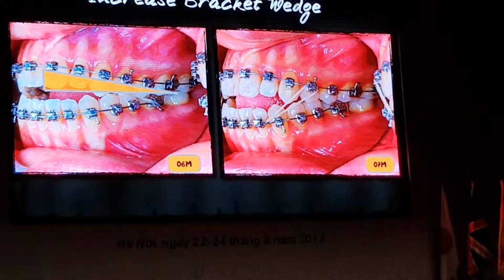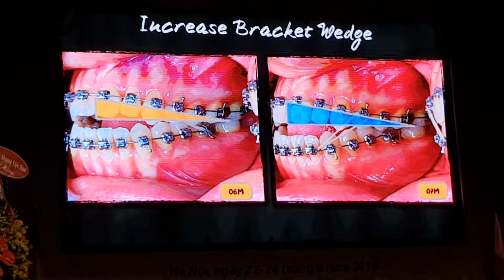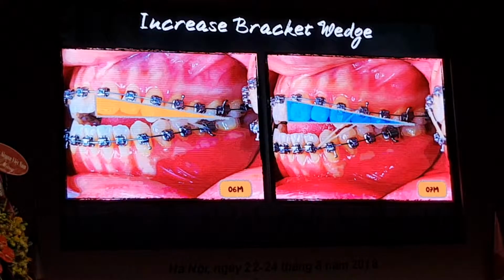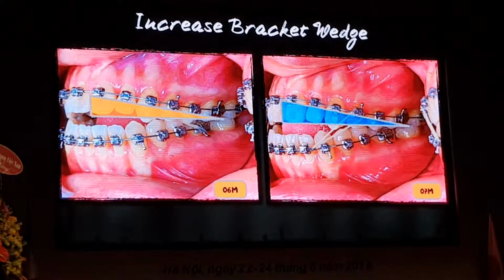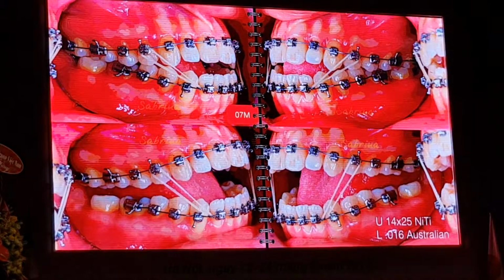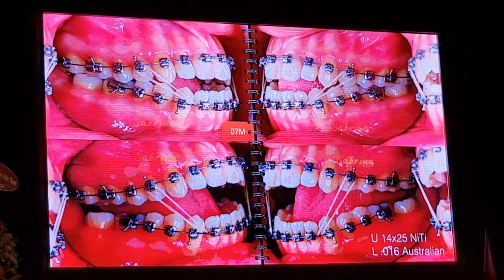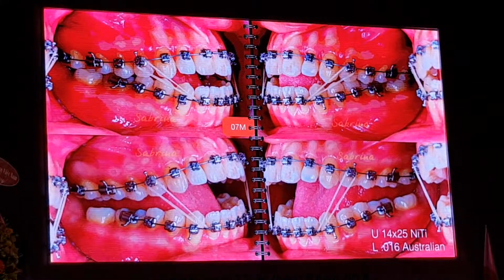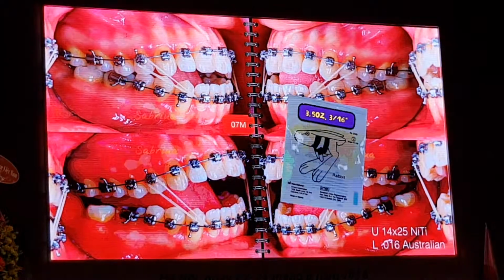Before rebounding, you can see the bracket weight is like this. But after rebounding, I increase the bracket weight, which I just talked about before. It will help you to extrude and upright upper incisors. So here, when the patient opens the mouth, you can see the effect of class 3 elastics. And it's 3.5 ounce.